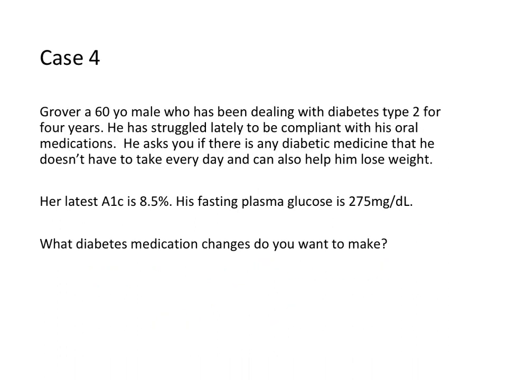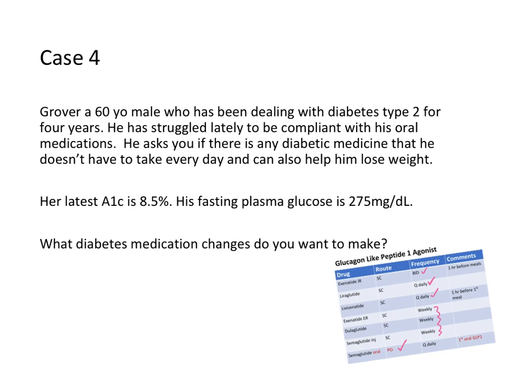Now we have a case on Grover. He's a 60-year-old male. He's been dealing with diabetes for 4 years. He's struggled lately to be compliant with his oral meds. He asks you if there's any other medication that he doesn't have to take every day, but can also maybe help him lose weight. His latest A1C is 8.5, and his fasting plasma glucose is 275. So if he's not being very compliant, this isn't a reflection of the effectiveness of the medication he's on. It's just a reflection of him not taking his medicine every day. So what changes would you recommend taking for Grover?